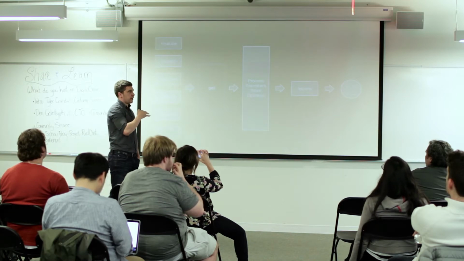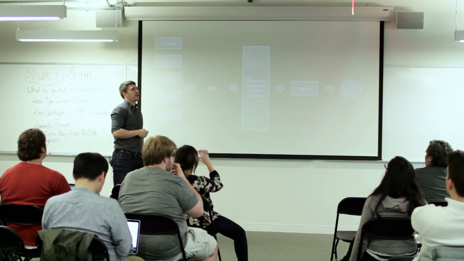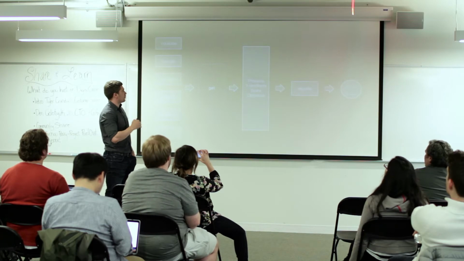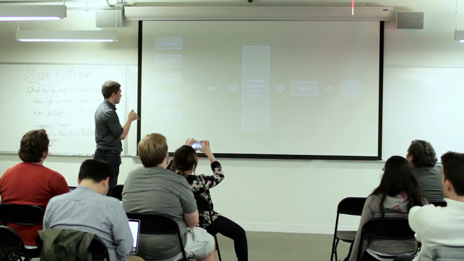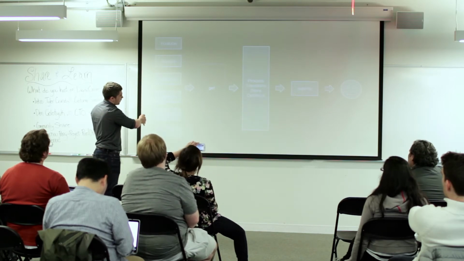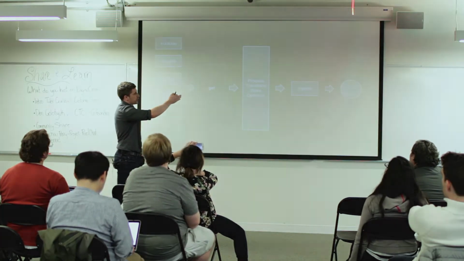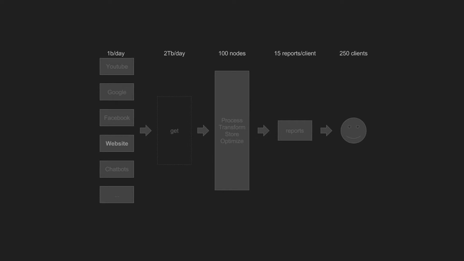So here comes the engineering stuff. It will be like 15 slides. Maybe I will try to get through it very quickly. This is how our architecture looks. We gather data from many sources. We get the data, process, transform, store, optimize it, and generate the reports that we show to our clients.